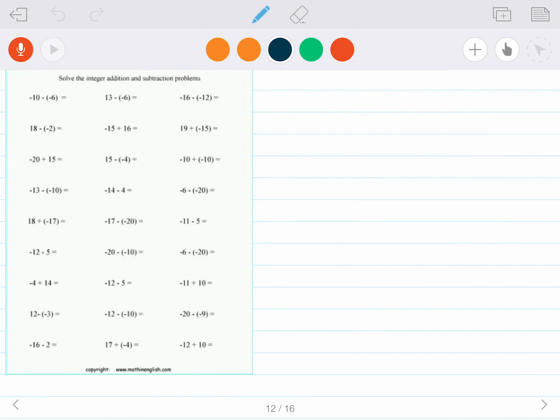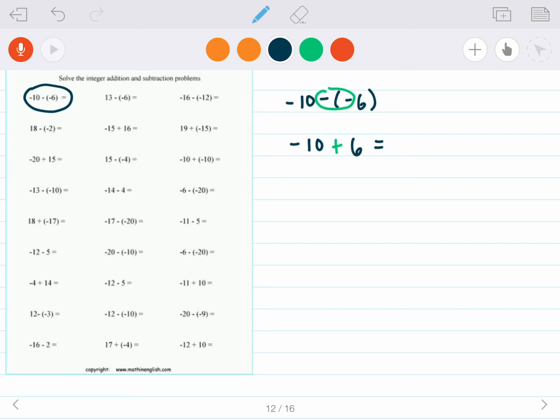All right, so let's do a few of these problems just to practice. Let's look at this one right here. We have negative 10 minus a negative 6. The first thing you want to do is get rid of the double signs. If you see double signs, get rid of them by using our shortcuts. So double negatives make a positive, so I can rewrite this as negative 10 plus 6.